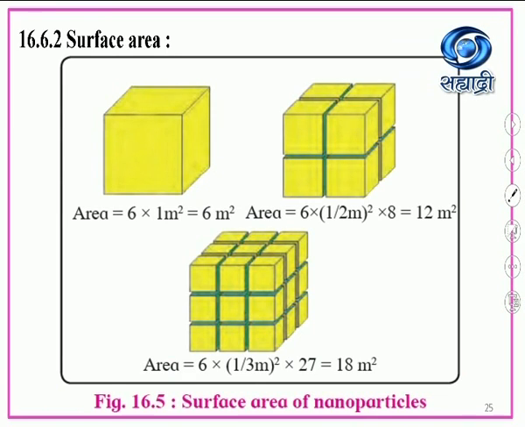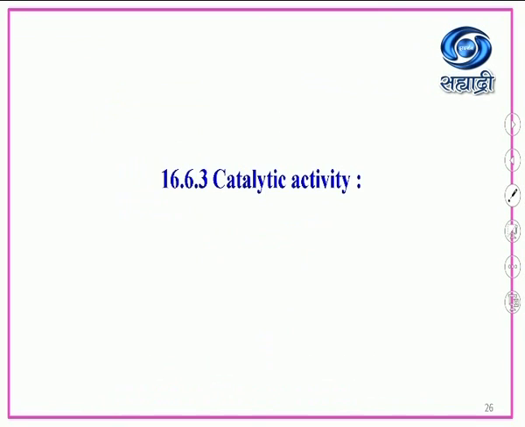Here, this last figure is having 27 parts. The second figure is having only 8 parts, and the first figure is having only 1 part. Okay. So there are a number of parts, so there will be more reacting sites. Okay. So please remember this surface area of nanoparticles.